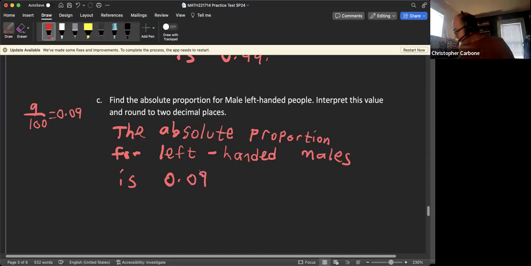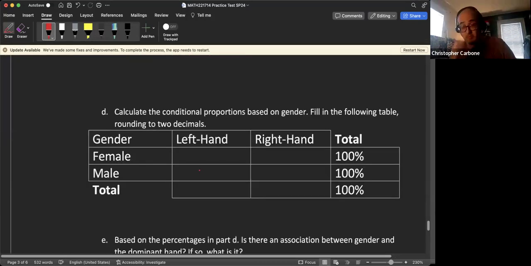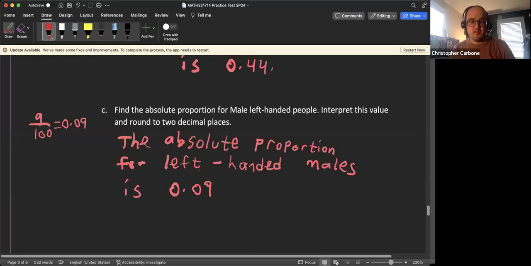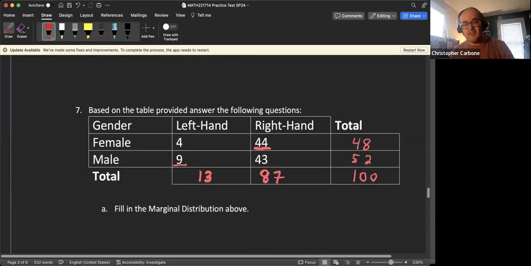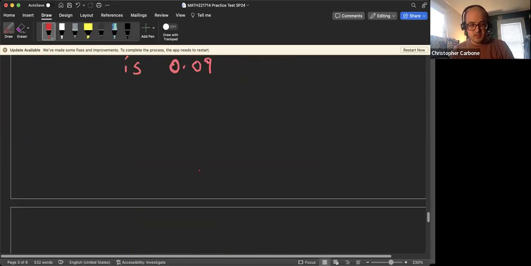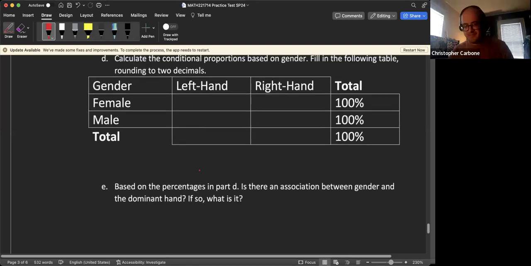And so, again, based on the same table, part D wants the conditional proportions based on gender. So the right-hand column there, the one that had total, all three of those are going to be 100%. So just to make note of what we're doing. For the female row, we're dividing by the total for the female row, which is 48. For the male row, we're dividing by the total number for the male row, which is 52. And for the total row there at the bottom, we're dividing by 100. Just to point out where these numbers are going to be coming from.